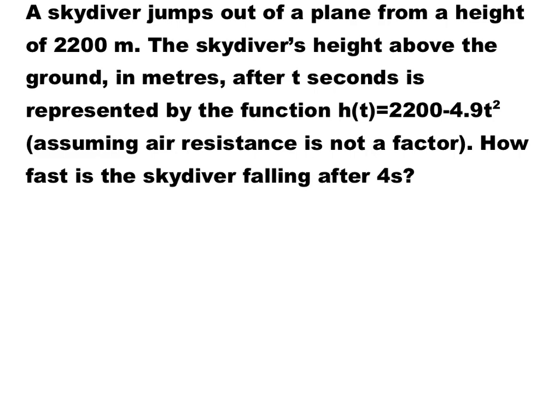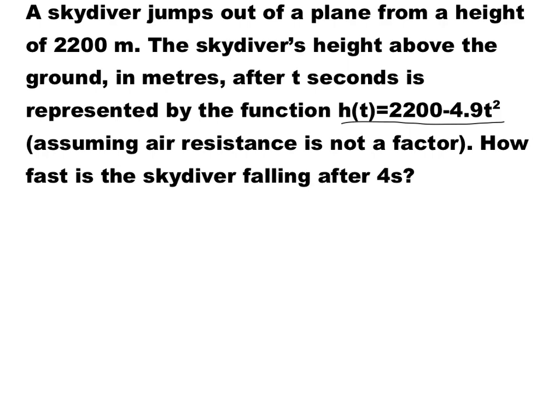In the next example, we have a skydiver who jumps out of a plane from a height of 2200 meters. The equation which represents the height of the diver at any time t is given by h of t, which is given here, and the assumption is that the air resistance is not a factor. We have to find how fast the skydiver is falling after 4 seconds.